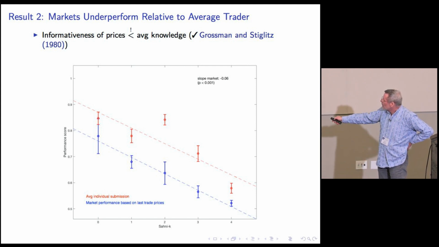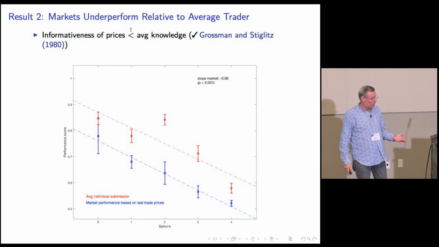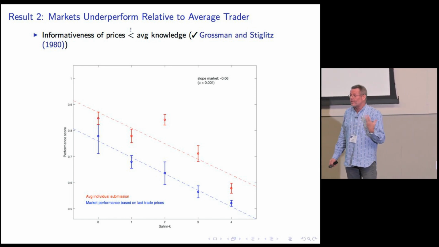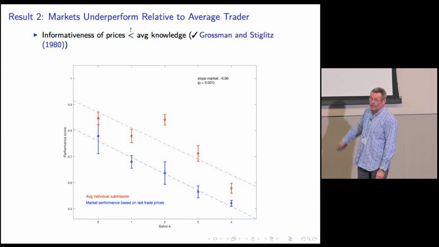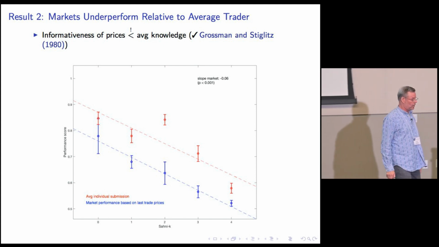Actually, the red ones are the humans. The blue ones are the markets, the market prices. So what you do is, you're an economist, you try to read information from the prices, you construct a knapsack, and you see what the percentage of time is that they're right. And you can see markets do uniformly worse than the individuals, than the average.